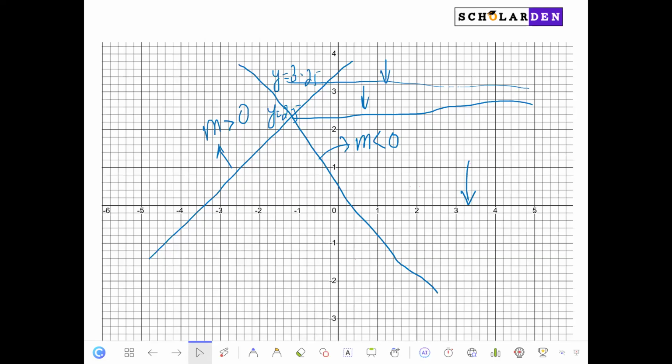What is the slope for this line, y is equal to 2.5? Can somebody answer? Quickly think about this. The concept is, again, rise over run. This is a line that goes parallel to the x-axis, and we want to find out the slope of these lines. What is the slope of this line?